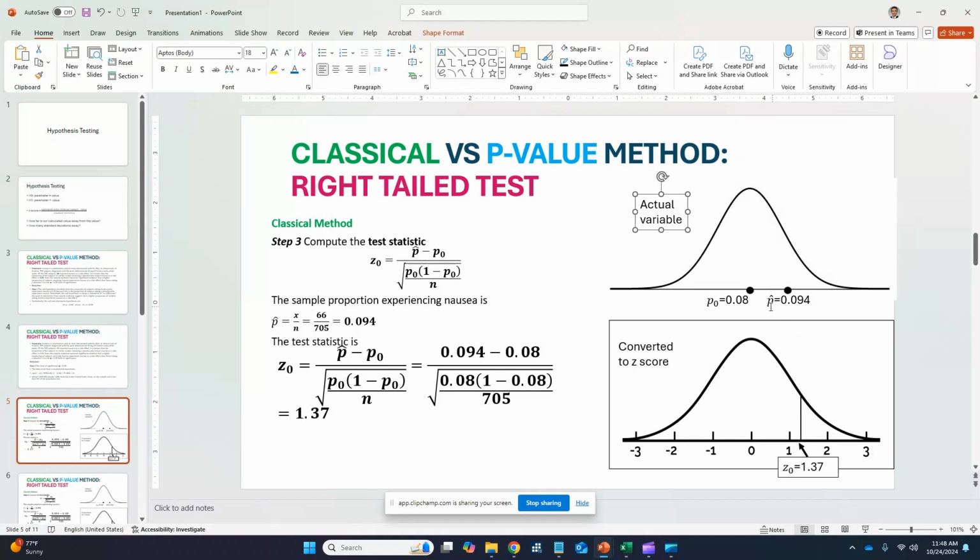So this value p hat corresponds to this z-score 1.37, which is somewhere here. Notice that the converted z-score has a mean of 0. So this p0 value, the mean or expected value, corresponds to this 0. Now that we know that p hat is 1.37 standard deviations away from the mean, what do we do with this number?